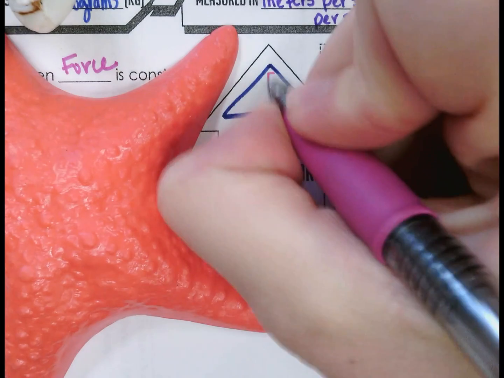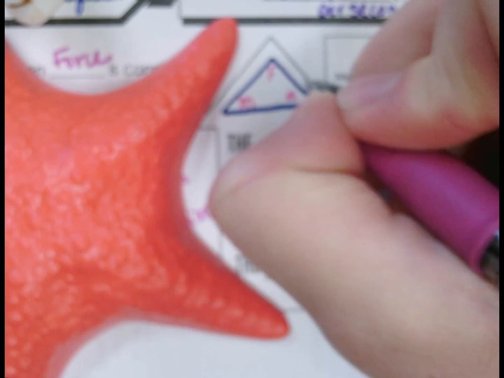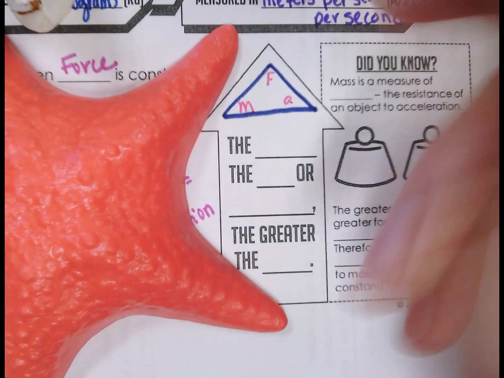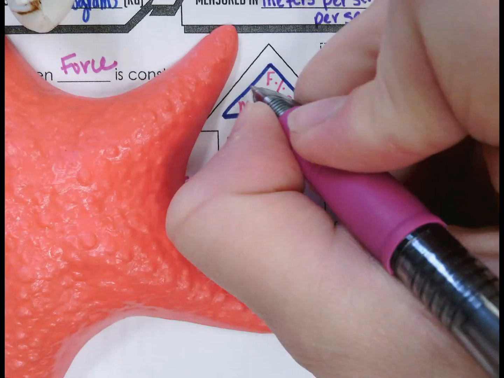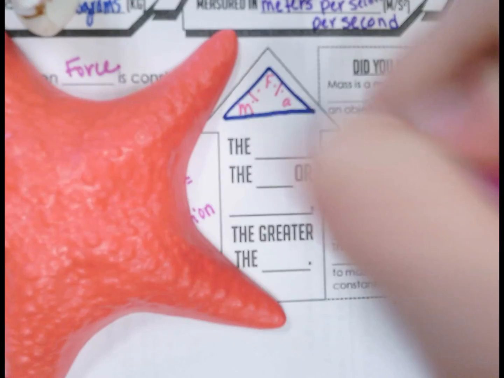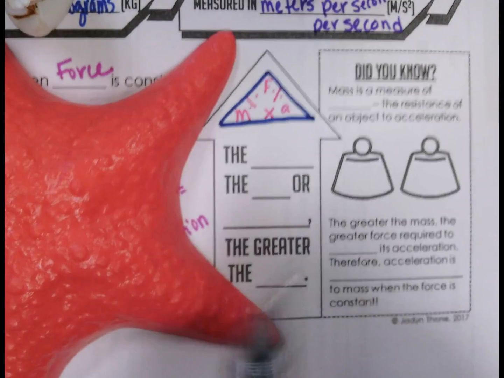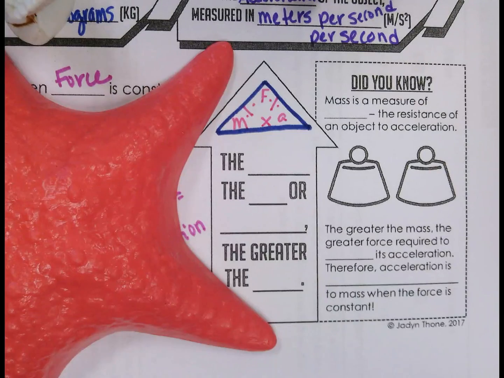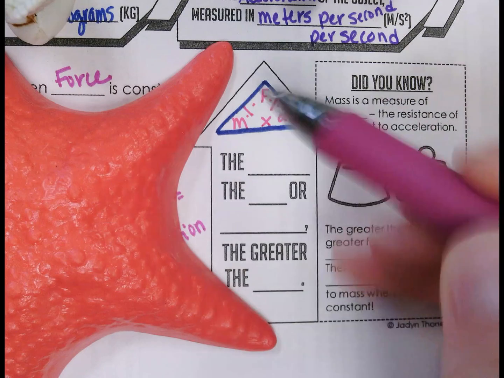So I'm gonna have my F, my M, and my A. If you're trying to solve for mass, you would divide force by acceleration. If you're trying to find acceleration, you would do force divided by mass. And if you're trying to find force, you're going to multiply. So this is just a relationship triangle. You might see these when you take a high school physics course. It's just an easier way to remember the formulas if you can just remember the triangle, F, M, A, division.